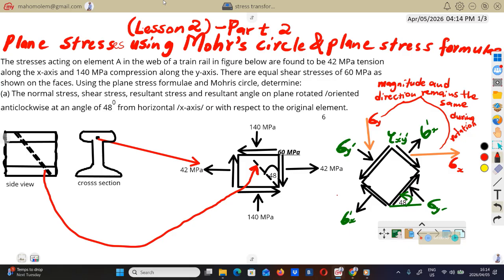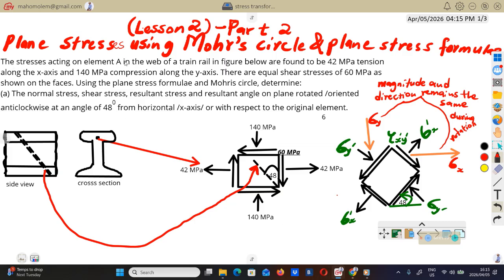So this one I take as lesson 2 or part 2, since I do have a first lesson about this stress transformation or Mohr's circle. So in this one, I won't go much into the basic things or the introduction. The basic things are covered in lesson 1. Right, so let's check this problem here.